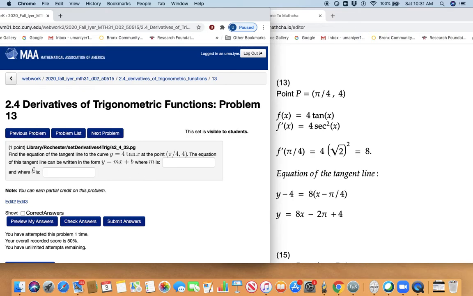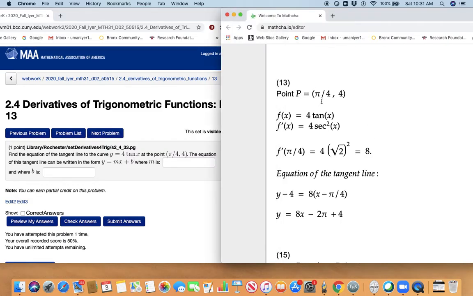Come back. Problem 13. Find the equation of the tangent line to the curve y equals 4 tan x at this point. Alright. So the point, make sure it is on your curve. When x is pi over 4, tan of pi over 4 is 1. So y is 4. So that's good.